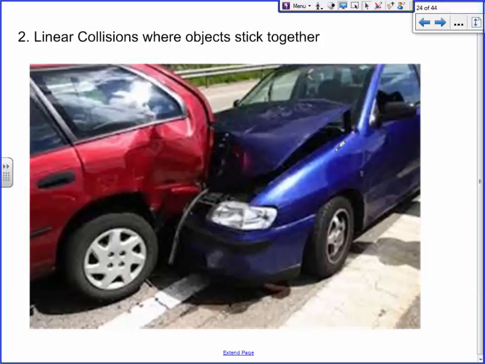But imagine that a car rear-ends another car, right? So you're sitting at a stoplight. Hopefully this has never happened to you, right? Someone comes up behind you, rear-ends you. Both cars move forward together as one collective object. Does that make sense?